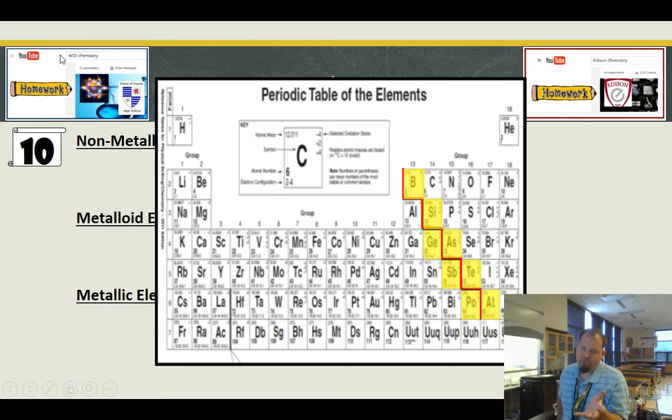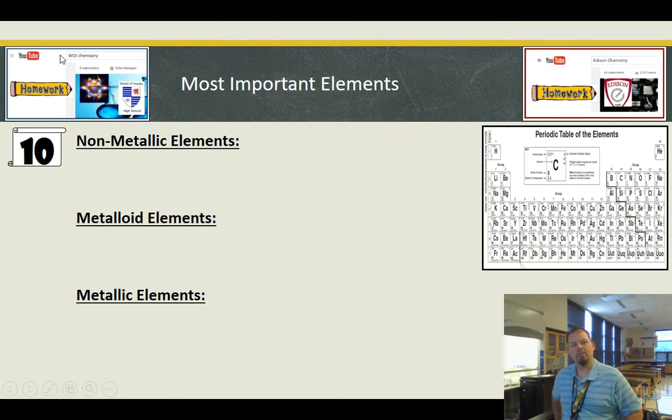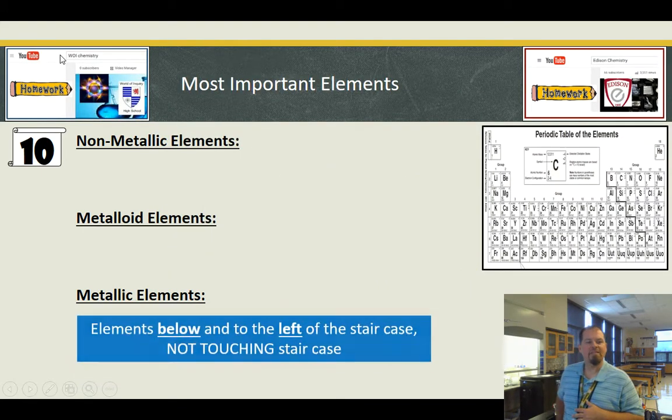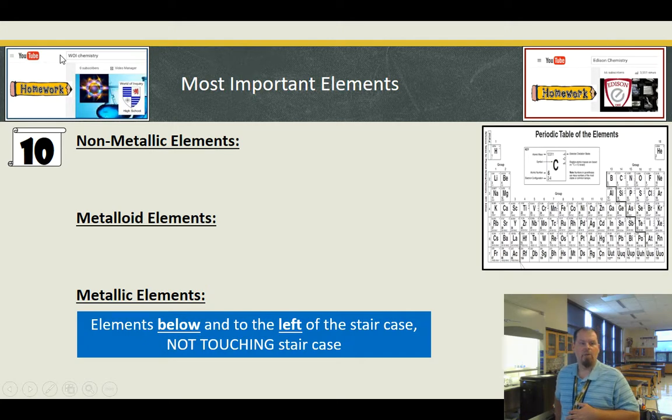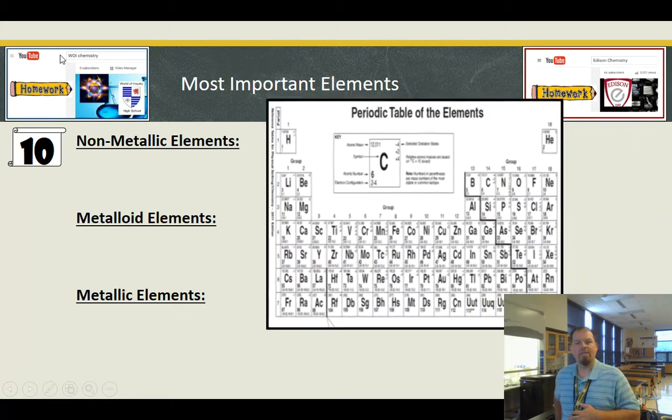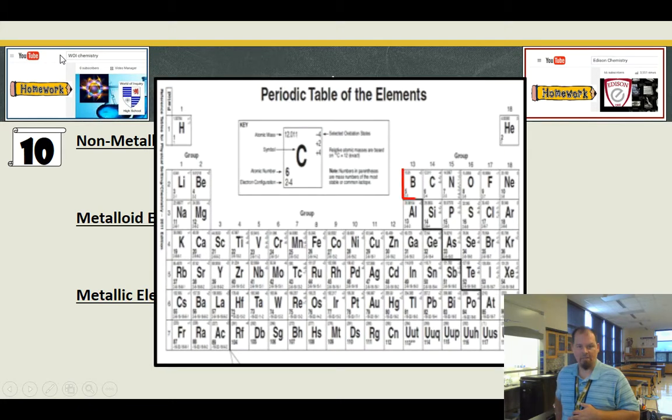I don't want to confuse you. There's a whole other section called transition elements. So they're the mixtures. Okay, they're on the staircase. Metallic elements are everything else. So all elements below and to the left of the staircase, of course not touching, because if I'm touching, I'm generally a metalloid. So again, the staircase, bolded line, looks like a set of stairs.